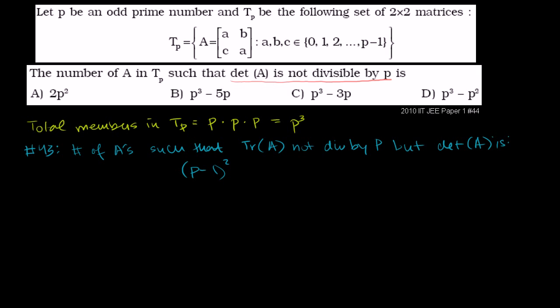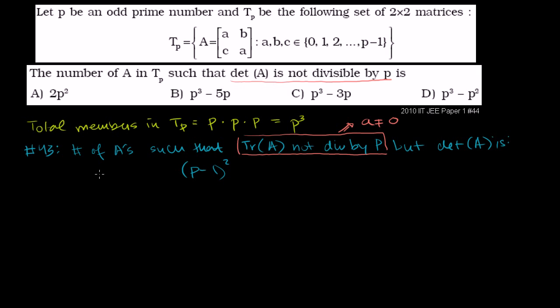Now, if you remember that problem, to do it we had to think about this statement, such that the trace of a is not divisible by p, and we figured out that this was exactly equal to saying that a does not equal 0. So one way to view the result of problem 43 is if you assume that a is not equal to 0, there are p minus 1 squared members of t sub p where the determinant is divisible by p. So we're starting to count some of the a's whose determinant is divisible by p. But these are only the matrices whose a entry is not equal to 0.